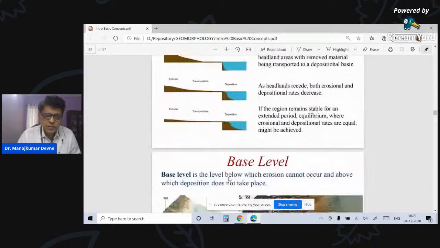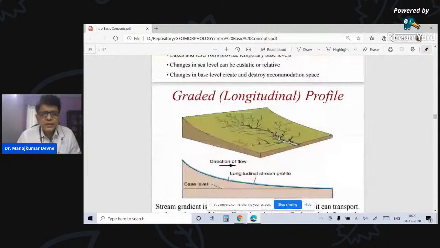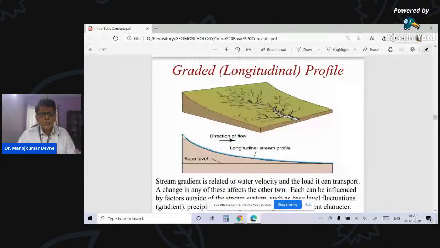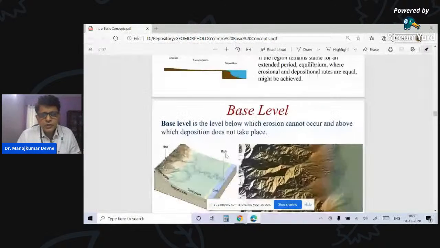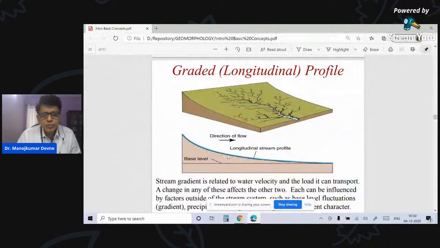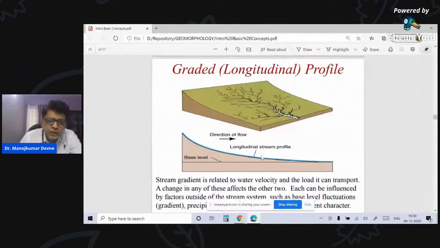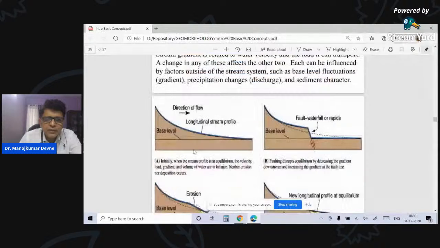So that's base level. This is the graded or longitudinal profile. You'll see that this point here is somewhere up here, and this point here is near the mouth. When we speak about equilibrium, we are actually smoothing this curve. Not all rivers have such smooth ones. In fact, this is zoomed out. If I zoom in, there could be ups and downs in the longitudinal stream profile. So this is stream gradient, a longitudinal one.